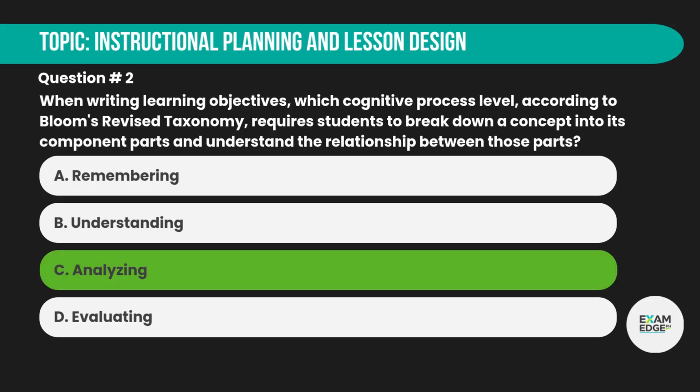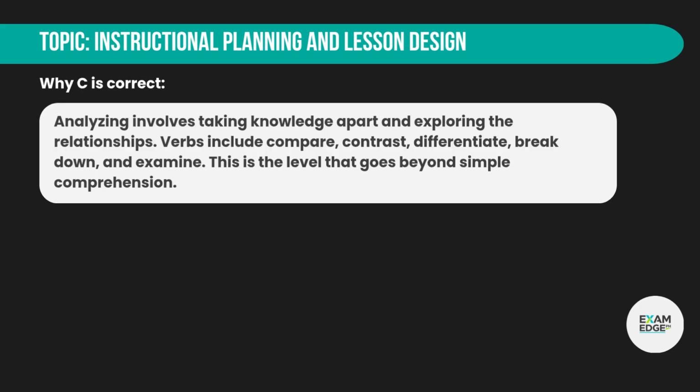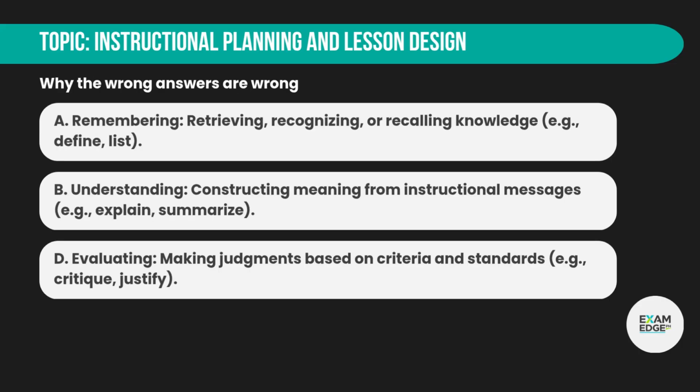Correct answer: C. Analyzing. Why C is correct? Analyzing involves taking knowledge apart and exploring the relationships. Verbs include compare, contrast, differentiate, break down, and examine. This is the level that goes beyond simple comprehension. Why the wrong answers are wrong?